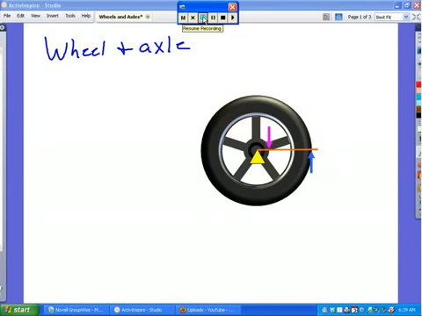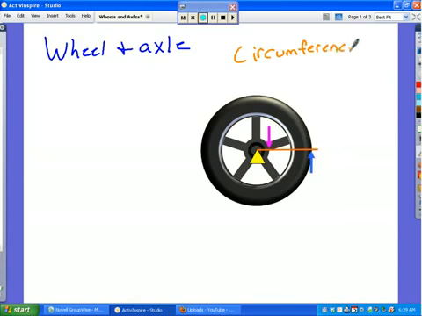Another item that's important to note here is circumference when we're talking about wheels and axles. If I want to know the linear distance, or the distance that a wheel would move over if it's gone through one full rotation, I'm going to just find my circumference.